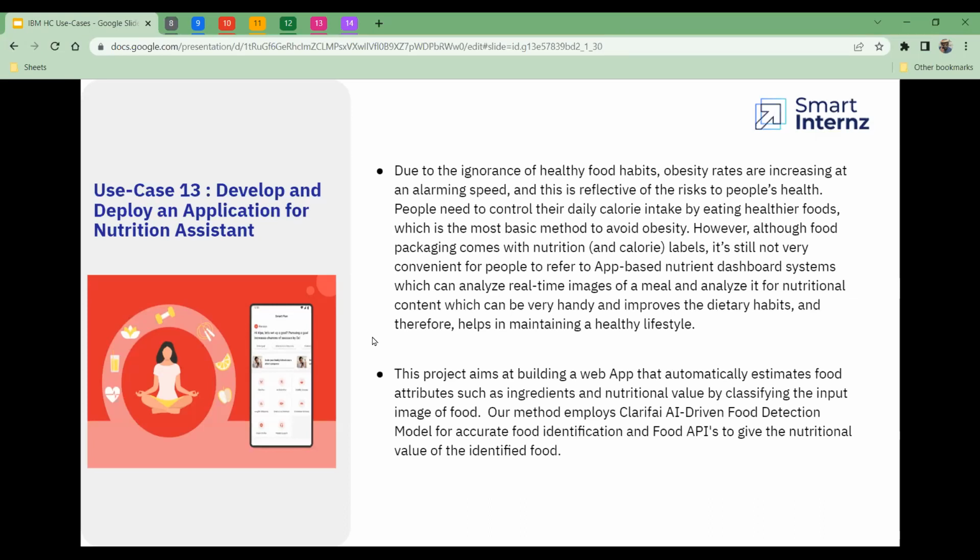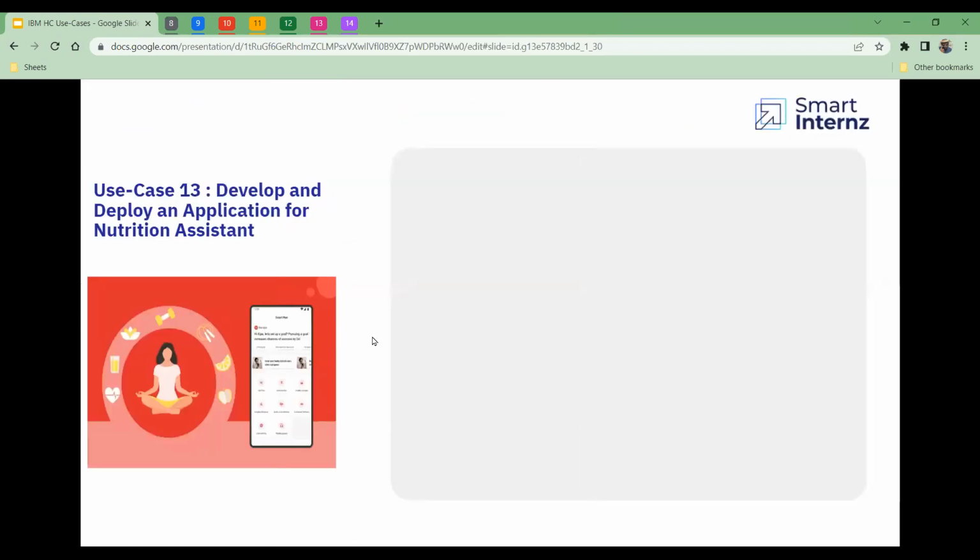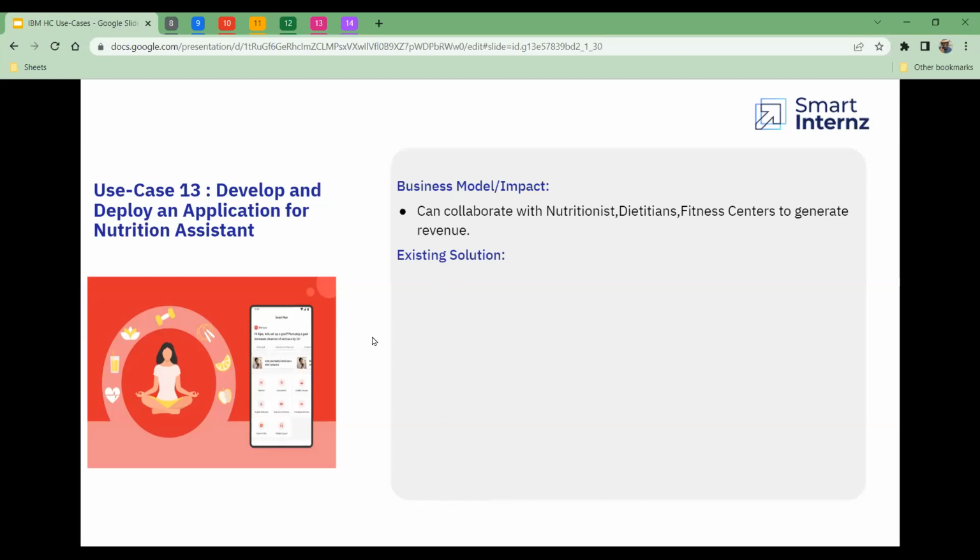It is for people who are moving into healthy habits. So that's what we can create. Let's look into the business model, how we can generate revenue out of it. We can collaborate with a lot of nutritionists, dietitians, and fitness centers. Whoever is dieting and thinking of having a healthy lifestyle, we can provide these services to them. We can also have more nutritionists on our platform, where they can utilize these services and generate revenue.